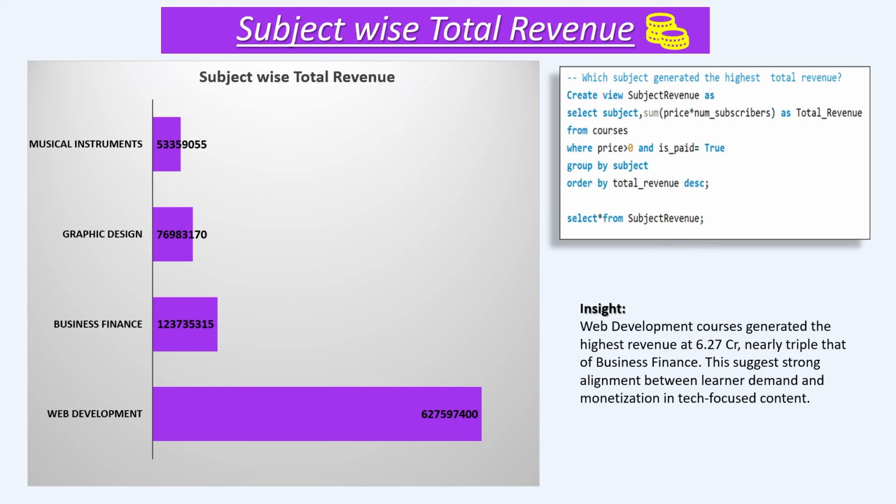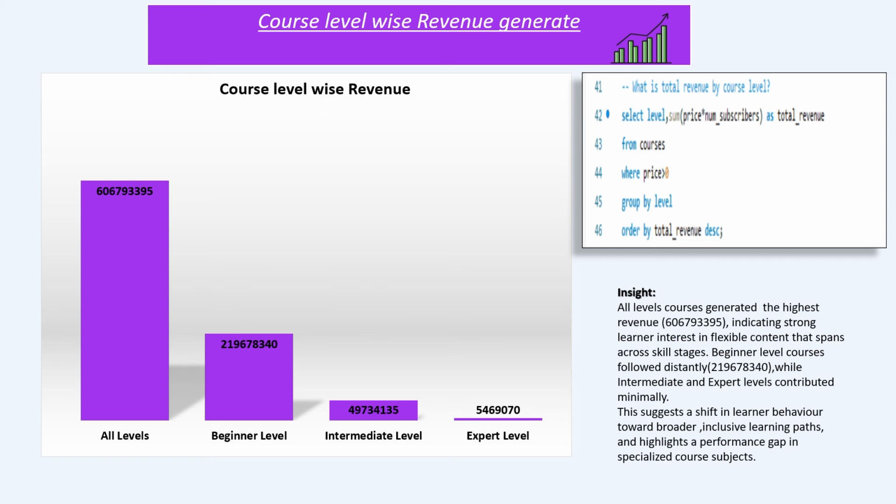Now we will go to our next slide, which is course level wise revenue generated. When comparing levels, all levels courses perform the best in terms of revenue. This suggests that users prefer flexibility in course difficulty. To get this, I used the same query over here and imported it using Microsoft Excel.